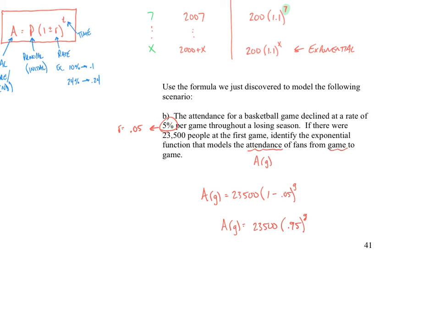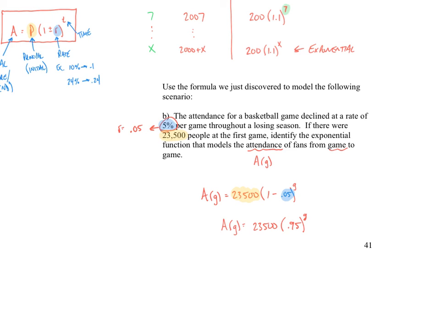Okay, so just to highlight a couple things here, we've got our rate. I'll highlight this in blue. That shows up here. That's what that is. And our initial amount, which was the amount of people at the game, that's P. That's this 23,500. That's where that came from. Okay? And then these are the blue ones. That's the rate. So you can see the connection happening there.